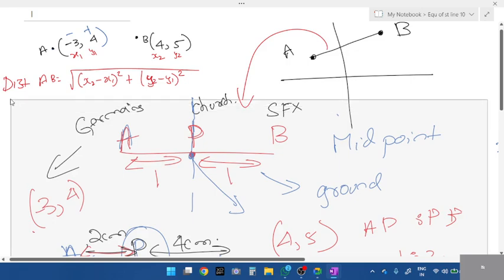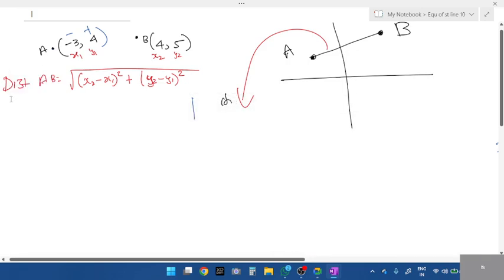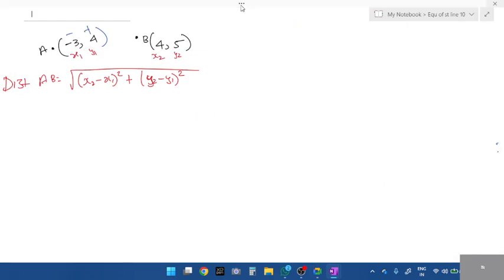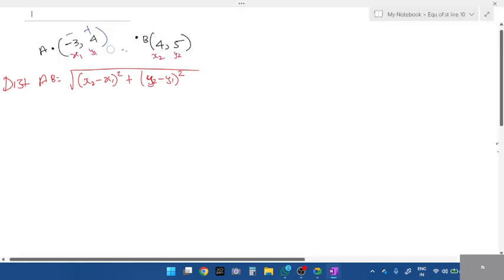Section, midpoint and distance, students, I gave with a practical example. And one more thing: when I spoke about distance, it is the distance between Germans and SFX school. Distance in the map, not in reality, not in ground terms. In the map, that is their distance. This is the formula.